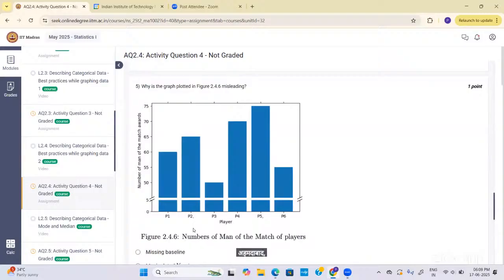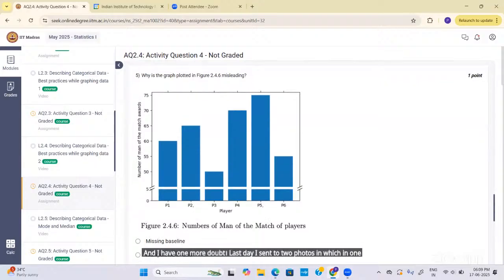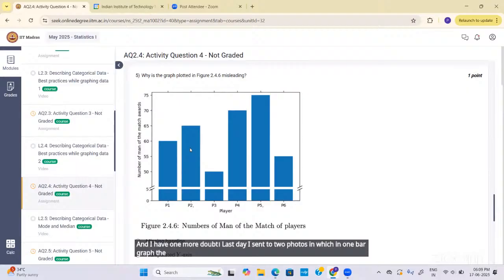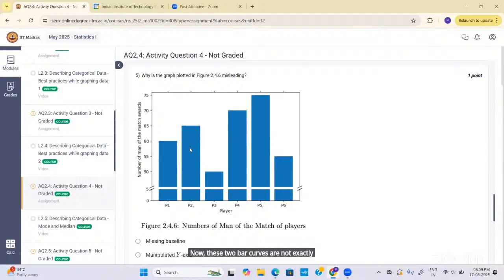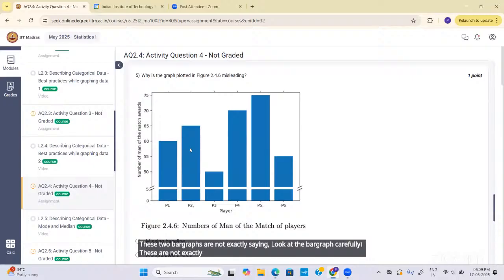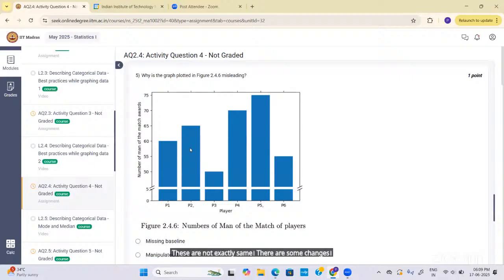Ma'am, one more doubt. Last day I sent you two photos in which in one bar graph the bars were vertical and the same graph was rotated 90 degrees. Both of these bar graphs are not exactly the same. Look at the bar graph carefully. There are some changes in that question. Yes, in graded assignment one, right? Yes, ma'am. So look at the question carefully. The question is all correct. The option is also correct. So just read it carefully and see how we use a bar chart or Pareto chart in that case if you have ordinal data.